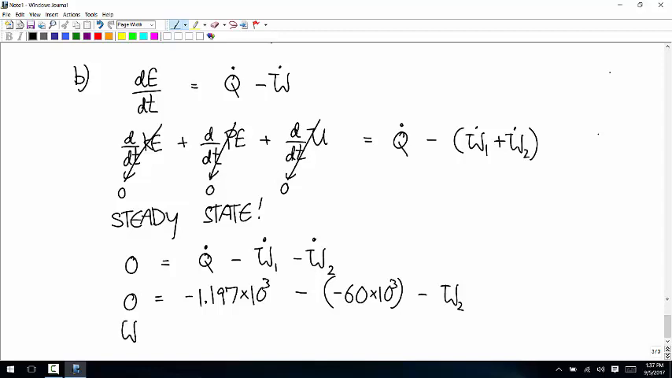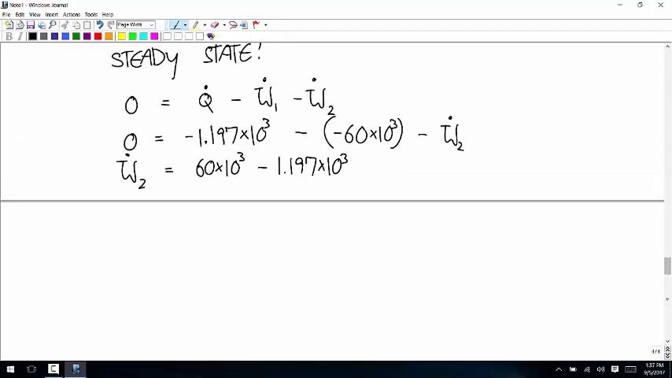And so W2 dot is equal to 60 times 10 to the third minus 1.197 times 10 to the third. And so W2 dot is equal to 58.803 times 10 to the third watts.